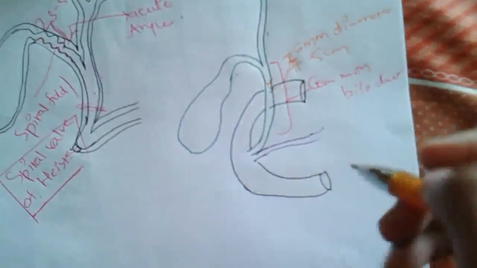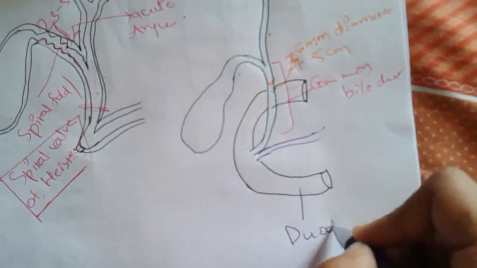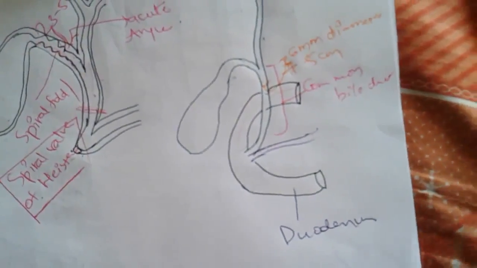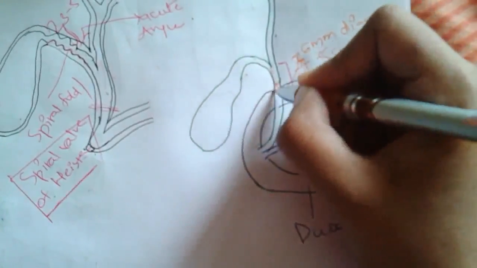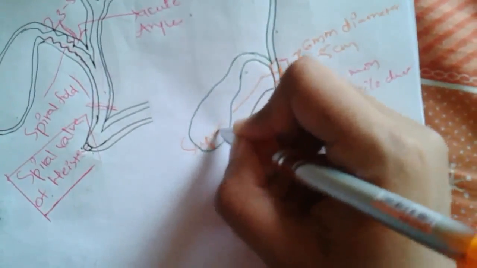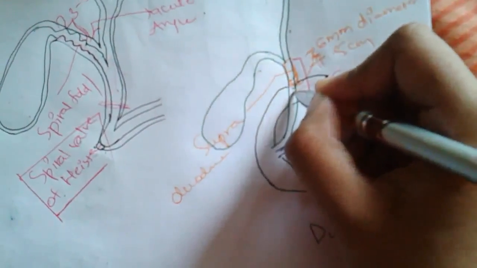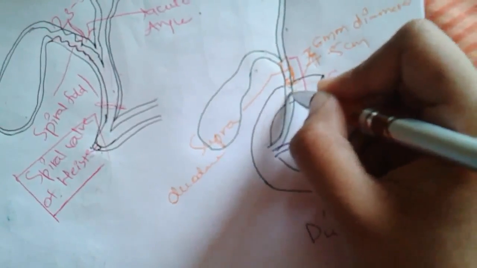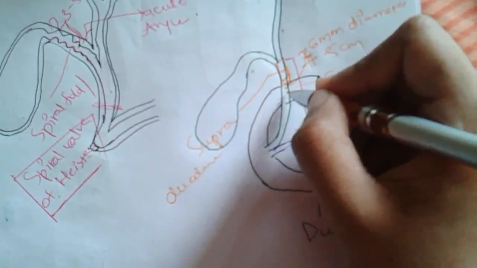You can see this. What is this? I think you can easily guess. It is the duodenum, right? Now the bile duct which is present above the duodenum is the supraduodenal part, and the part present behind the duodenum is the retroduodenal part. I mean, first the duodenum is present superiorly and this bile duct is inferior.